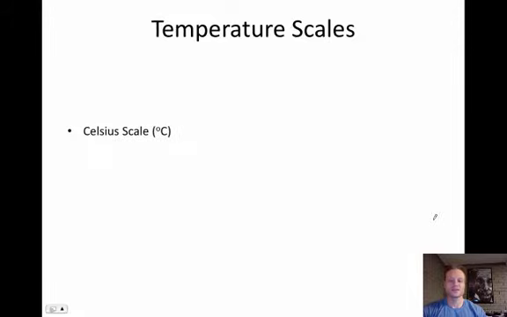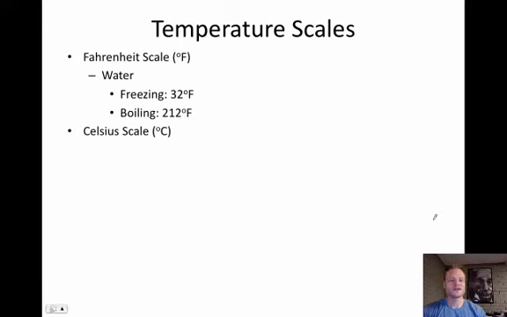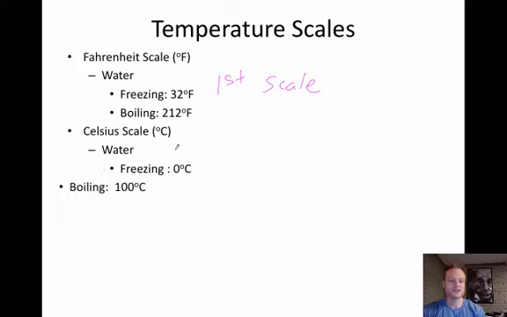There are three temperature scales that we need to talk about. The first is the Fahrenheit scale, which is based on the freezing and boiling point of water. Water freezes at 32 degrees Fahrenheit and boils at 212 degrees Fahrenheit. And this actually was the first scale to really come about. All right. The second scale that came along was the Celsius scale, and again, it's based upon water's freezing and boiling point. Water freezes at 0 degrees Celsius and boils at 100 degrees Celsius.